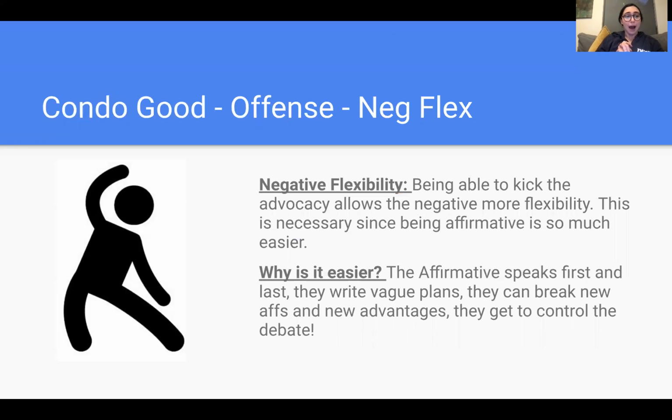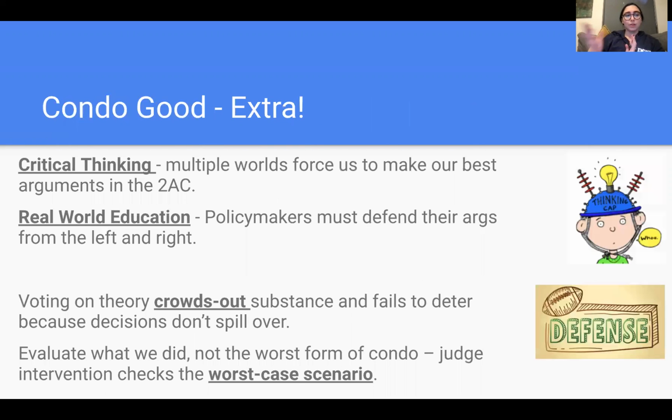They can break new affs and new advantages, so they can always control and shift the context of the debate. So there are other conditionality good arguments besides the main one of negative flexibility. There's critical thinking. Multiple worlds force us to make our best arguments in the 2AC, right? 2As have to be smart. They have to choose where they're going to invest their time on every flow because it could be removed at any point. Real world education: policymakers must defend their arguments from the left and right.